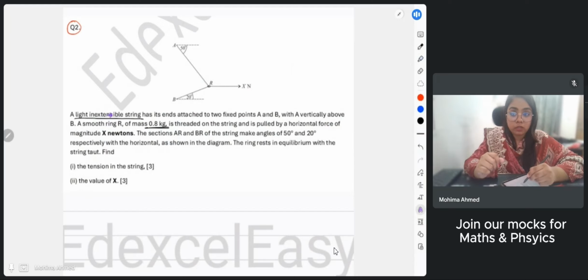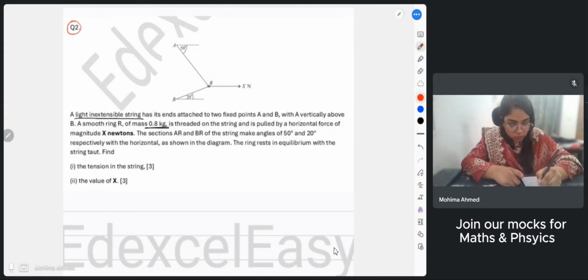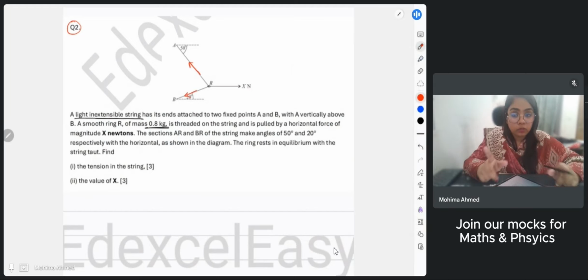Here, inextensible was the indication that tension all the way along the string is always equal. Tension is only acting in these two positions, at BR and AR, and the tension at these two positions is equal. So every point is just going to be T. It's not T1 and T2 as separate tensions. It's equal tension along the entire string.